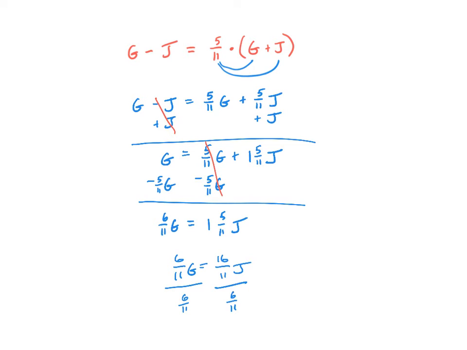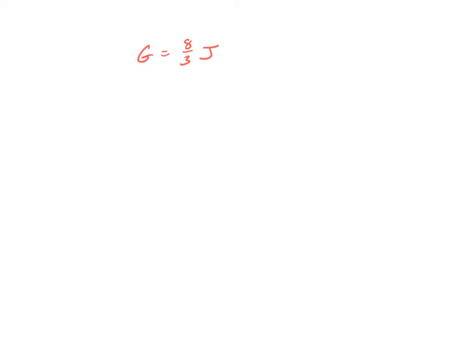On the left-hand side, the 6/11ths will cancel out. So we'll just be left with G. And on the right-hand side, we're going to have to do some work because we have 16/11ths divided by 6/11ths. In other words, 16/11ths times the reciprocal of 6/11ths, which would be 11/6. Cross simplification, and this would be an 8 and a 3. We get 8/3. So G is equal to 8/3 J. So what this means is that grandma's age is 8/3 of Jemima's age.